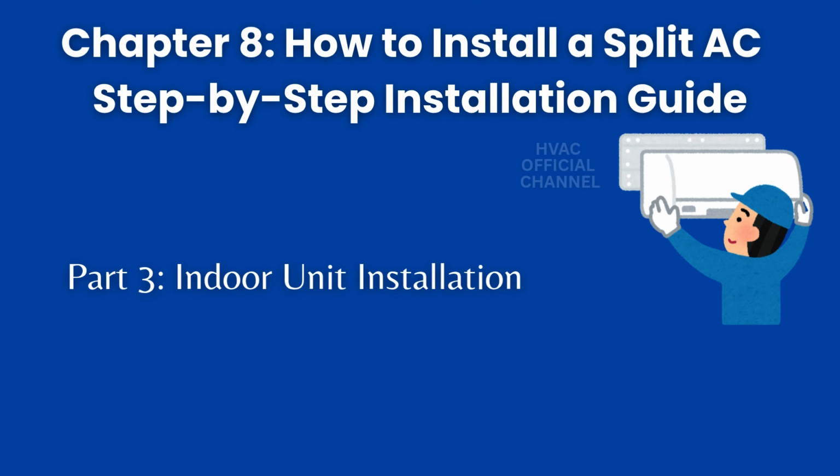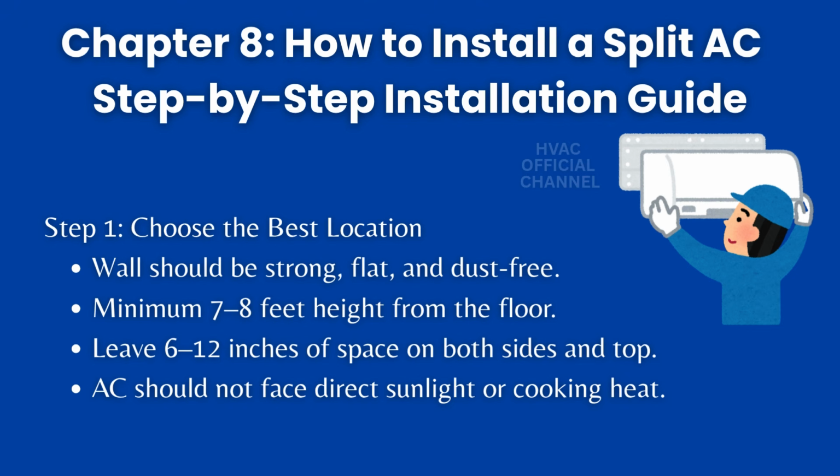Part 3. Indoor unit installation. Step 1. Choose the best location. Wall should be strong, flat, and dust-free. Minimum 7 to 8 feet height from the floor. Leave 6 to 12 inches of space on both sides and top. AC should not face direct sunlight or cooking heat.